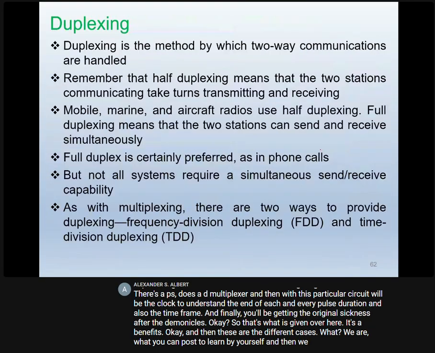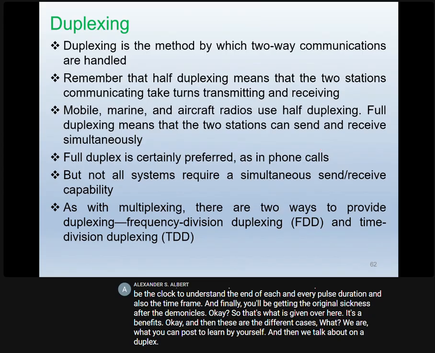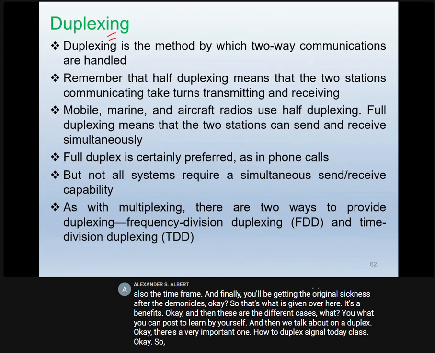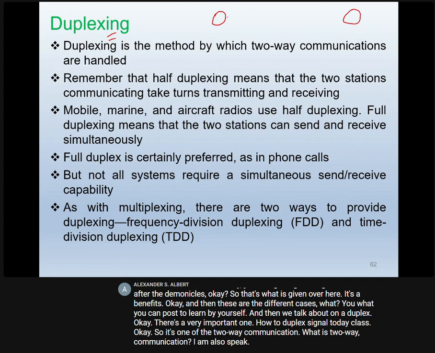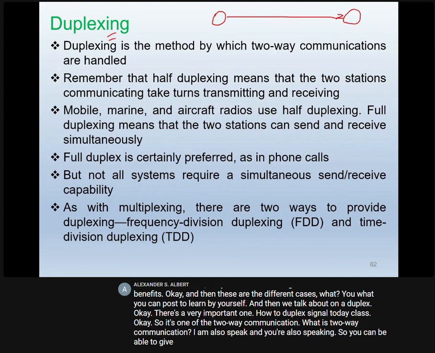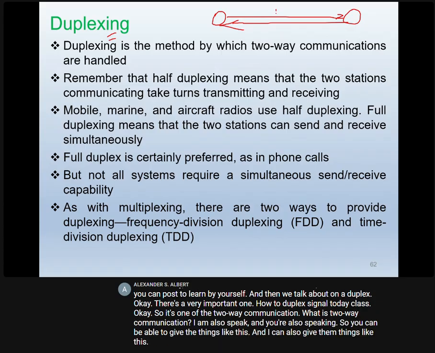And then we talk about duplexing. This is a very important one. After duplexing, we'll end today's class. It is one of the two-way communications. What is two-way communication? I am speaking and you are also speaking. You can give things like this, and I can also give things like this. It's not one way, it's two-way communication.